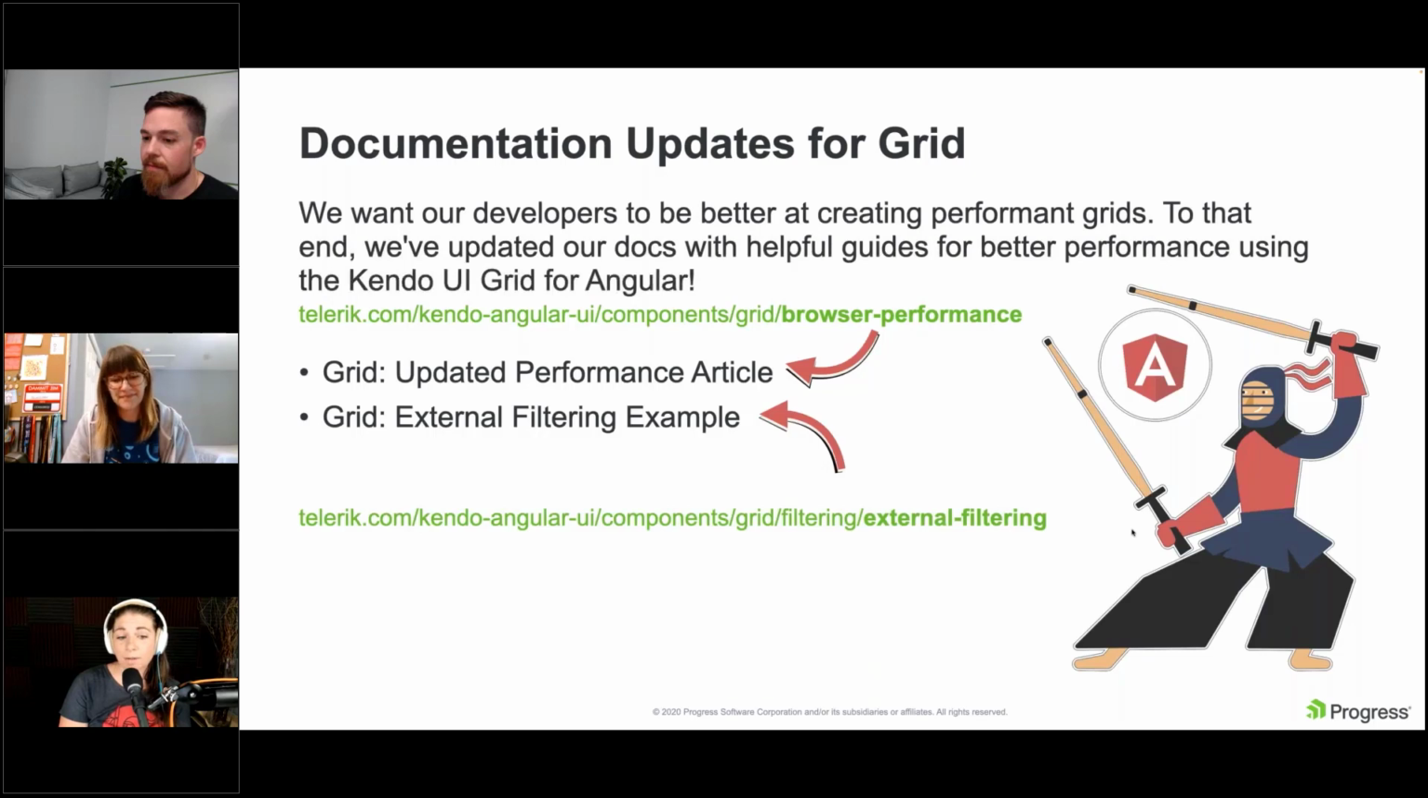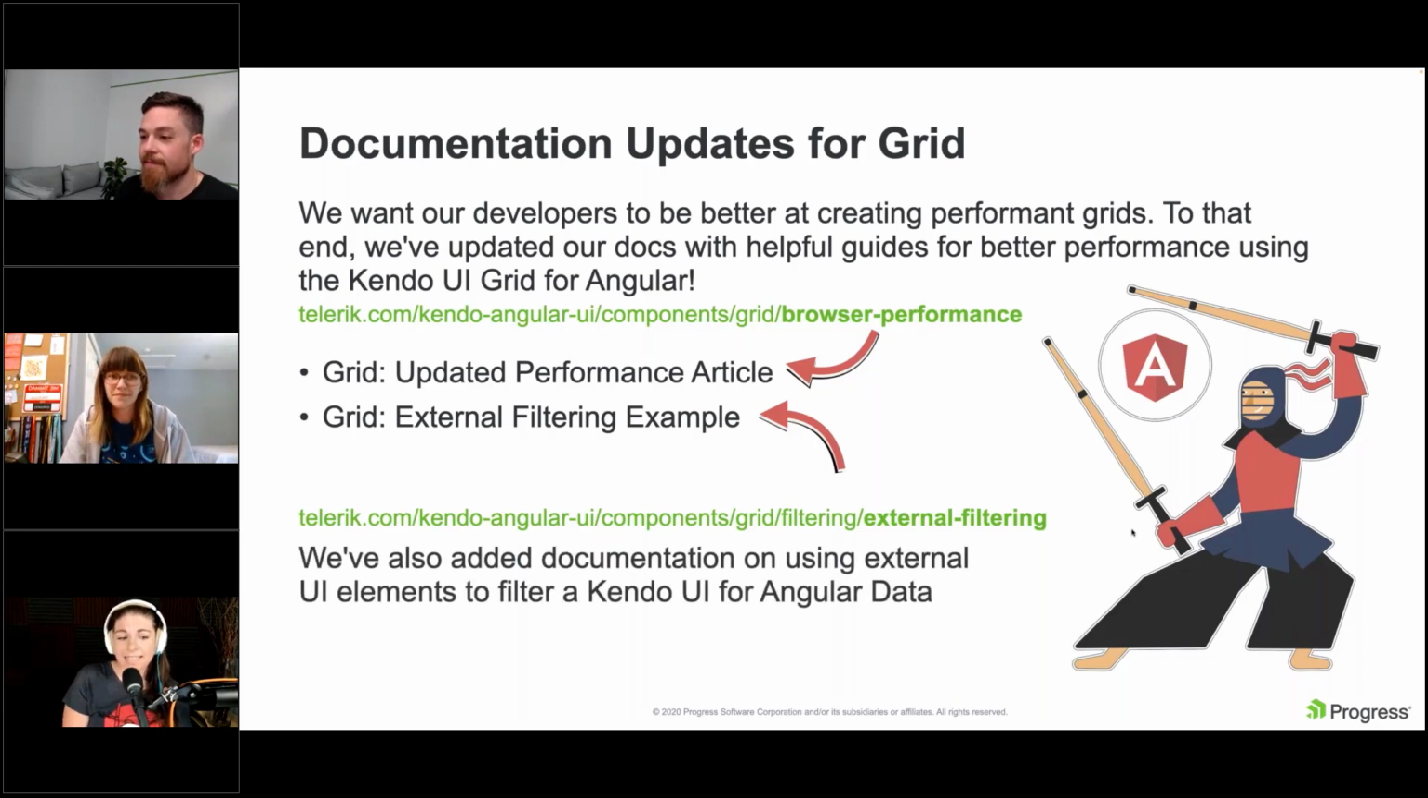And it is updated. We have an updated performance article and an external filtering example. We're super excited about both of these. We really want to help our developers create more performant grids when they're using the grid, and to that end, we've updated our docs to have helpful guides. So we've got this performance guide with that first link. And the second one is adding documentation for using external UI elements to filter through your Kendo UI for Angular data. As you can see in the URLs, all of this is nestled under grid. The first one is the browser performance article, and the second one is under filtering with external filtering.